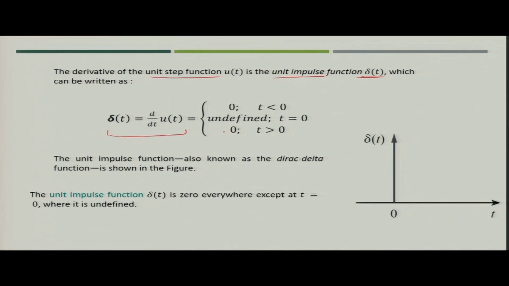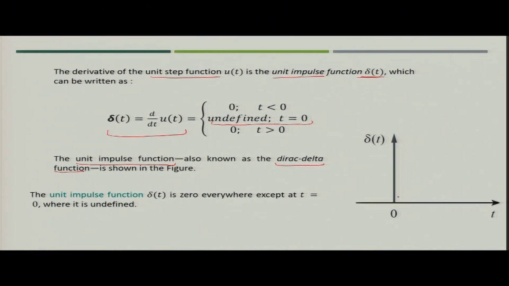So, the derivative of that constant value will become 0. So, for t less than 0 and t greater than 0, it will be 0. At time t equal to 0, it will be undefined. Because of this property, this will become a singularity function. Generally, the unit impulse function we also call the Dirac delta function, and it is shown in the figure.